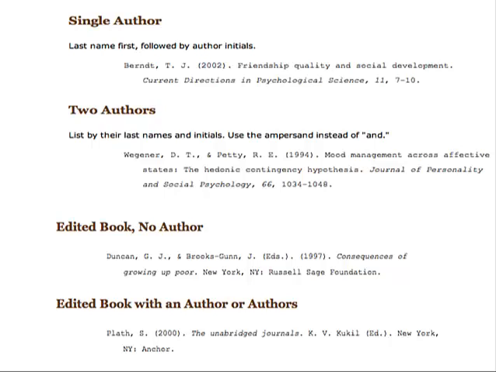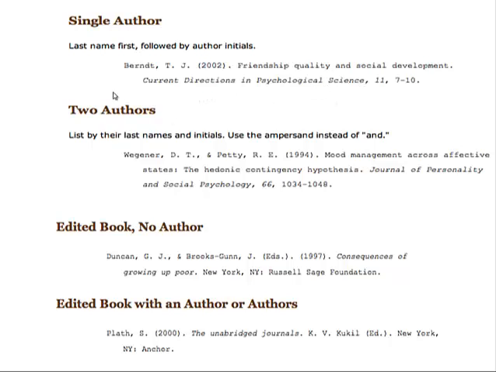Now let's take a look at how to cite different authors in your reference section. If there is a single author, meaning only one person is listed as writing the article, you will put their last name first, followed by the author initials, such as this: Burnt, comma, T period space, J period space, then the year of publication, followed by a period, then the title of the article, followed by the title of the publication that it is listed in.